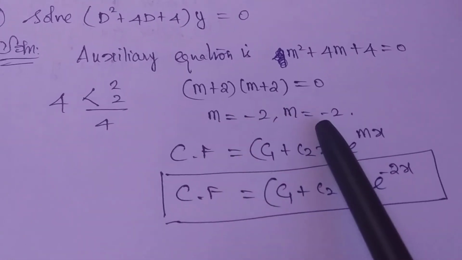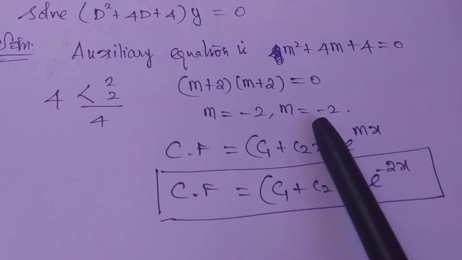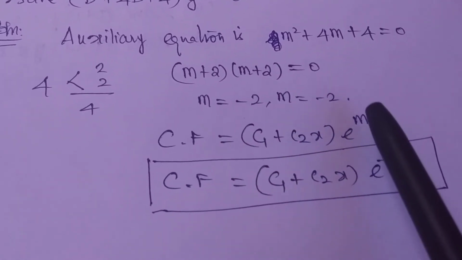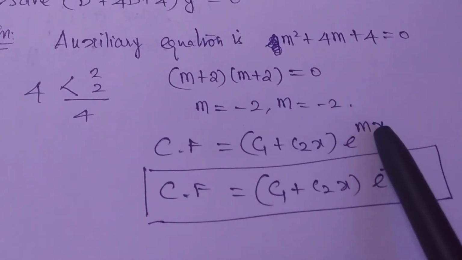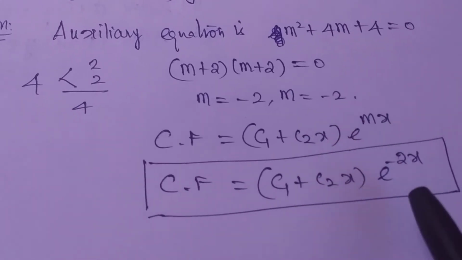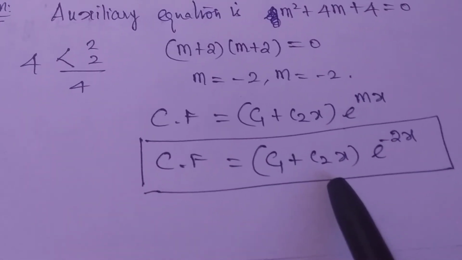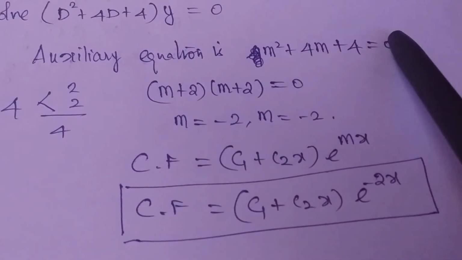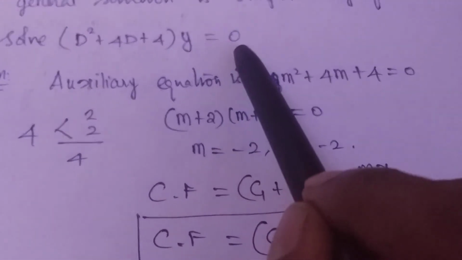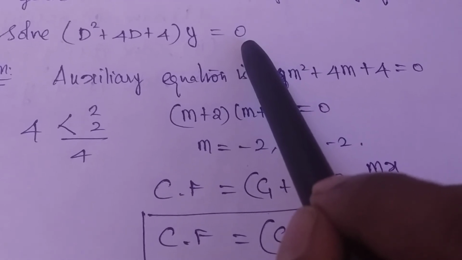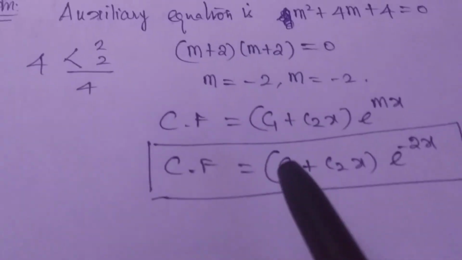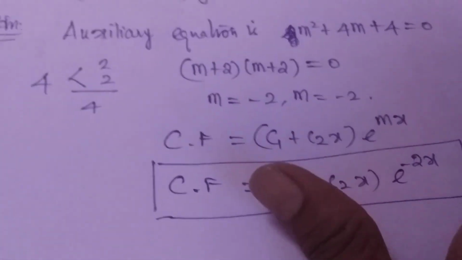The roots are real and also equal. So the complementary function equals c1 plus c2x, times e power mx. This is the formula, so you substitute m, that is minus 2. That is the complementary function. This is also called the general solution because the RHS is 0. Given that the RHS is 0, the complementary function is our general solution.